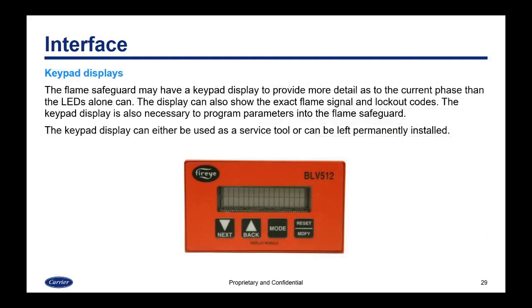The flame safeguard may also have a keypad display to provide more detail as to the current phase than the LEDs alone can. The display can also show the exact flame signal and lockout codes. The keypad display is also necessary if you want to make any changes to parameters in the flame safeguard. The keypad display can either be used as a service tool or can be left permanently installed. And the keypad display can either mount onto the chassis itself or can be remote mounted on the door of the enclosure.